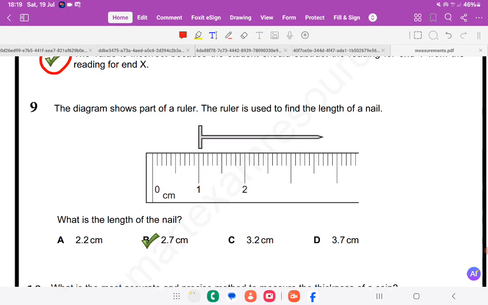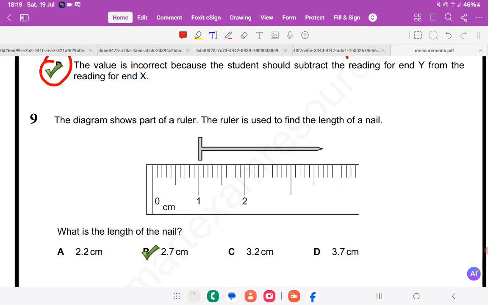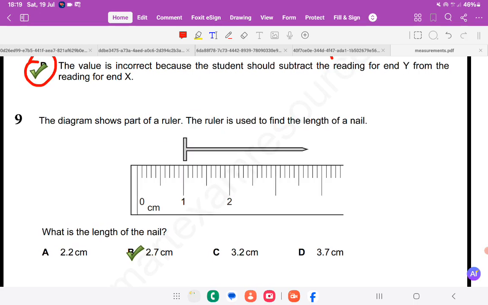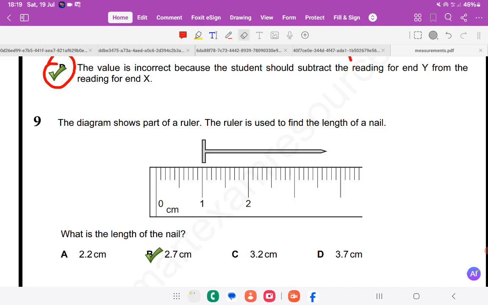Number 9. The diagram shows part of a ruler. The ruler is used to find the length of a nail. Okay, so what is the issue? The issue here is what is the length of the nail. We need to find the length of the nail. And once again, to do that, we need to know the reading there as well as the reading over here and subtract.